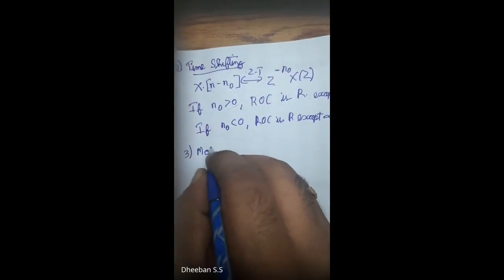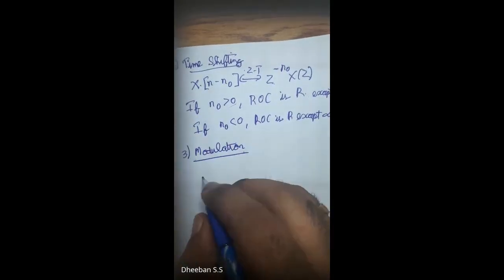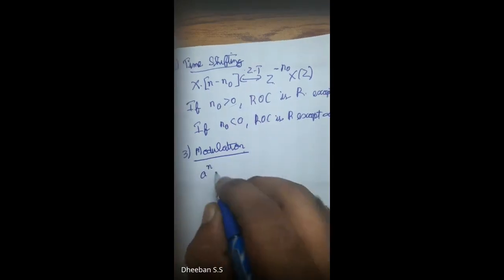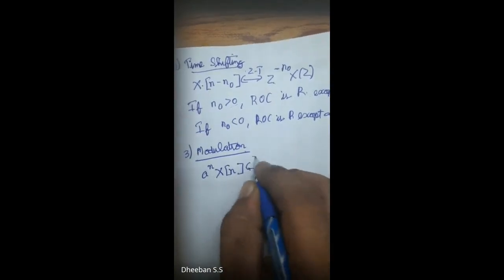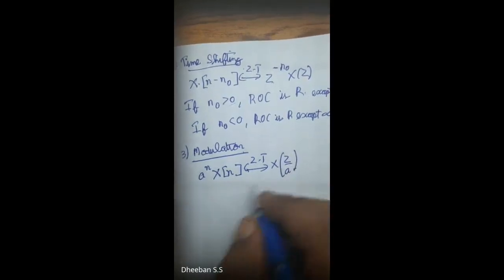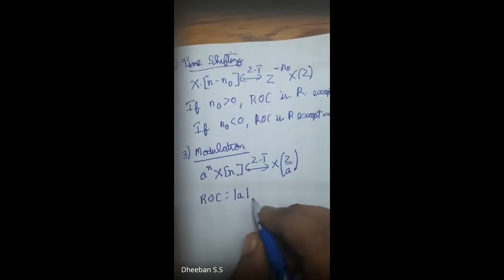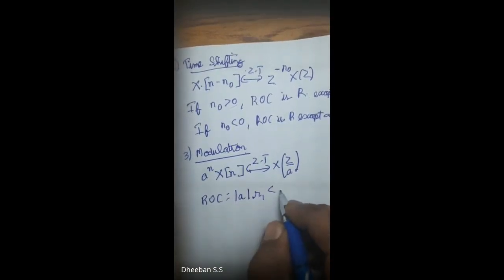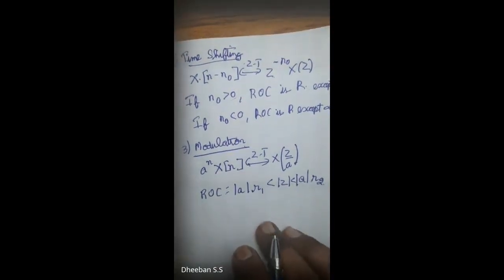The next is modulation. So a power n x of n. This is the first thing we have seen. We take the z transform, X of z by a. So here the ROC will be a R1 less than z less than a into R2, where a is the constant. So this is your modulation property.